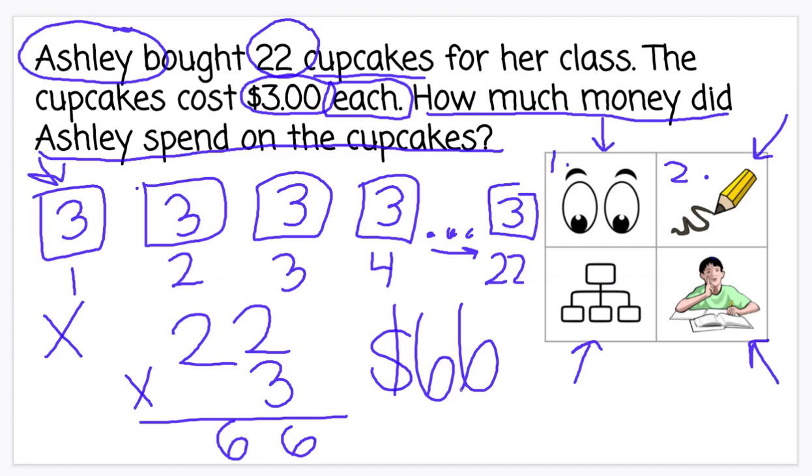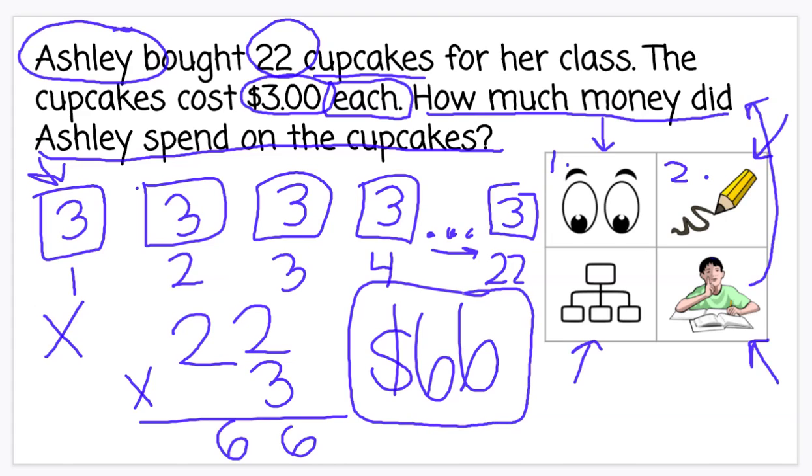I've drawn my visual model and solved. Now I need to check for reasonableness. So in order to do that, I'm going to go back to my question. How much money did Ashley spend on the cupcakes? I need to think about the answer I found, $66. Does that make sense with my question? How much money did Ashley spend on the cupcakes? Yes, it does. So I found my answer. I've answered my question. She has spent $66 on the cupcakes. Let's try another one.